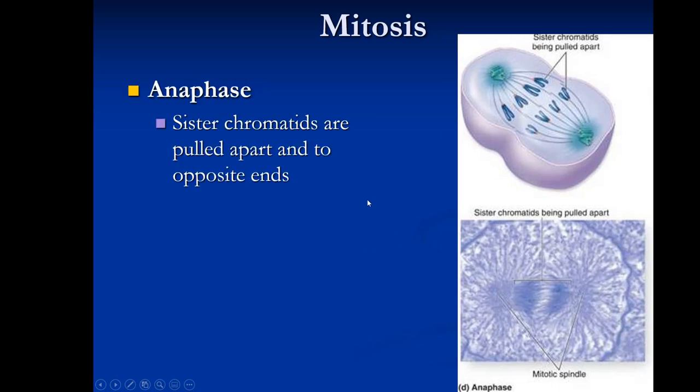Next, we have what's called anaphase. In anaphase, the microtubules are going to start recoiling and pulling back to the centrosomes. What that's going to do is rip the chromosomes apart. One sister chromatid is going to be pulled to one side, the other sister chromatid is going to be pulled to the other side. Identification-wise, you're going to see something like this, where you can see the sister chromatids being dragged back to each respective side of the cell.